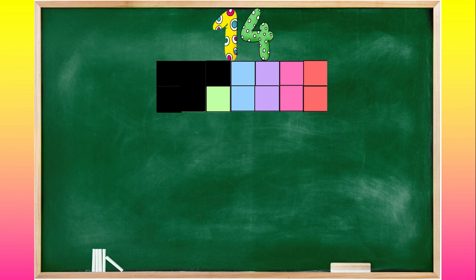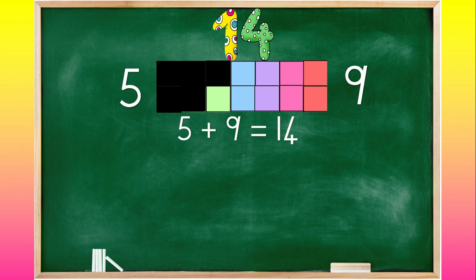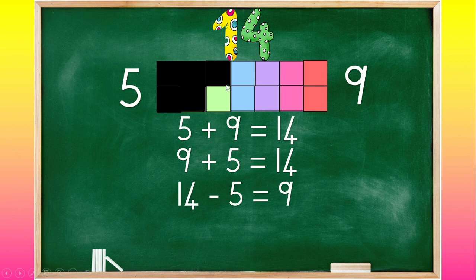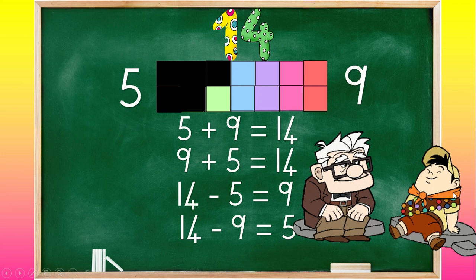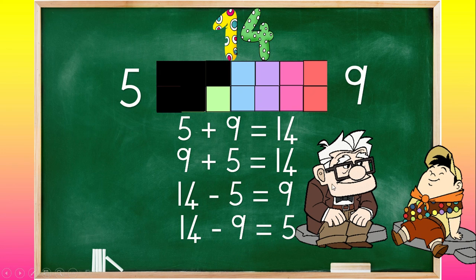If I have 5 black blocks, how many blocks do I need to get to 14? 1, 2, 3, 4, 5, 6, 7, 8, 9. I need 9 blocks, so 5 and 9 are friends for 14. 5 plus 9 equals 14, and 9 plus 5 equals 14. If I have 14 blocks and I take away 5, I'm left with 9 color blocks. If I have 14 blocks and I take away 9 colored blocks, I'm left with 5 black blocks. So 5 and 9 are friends, the same way that our favorite characters from Up are friends.